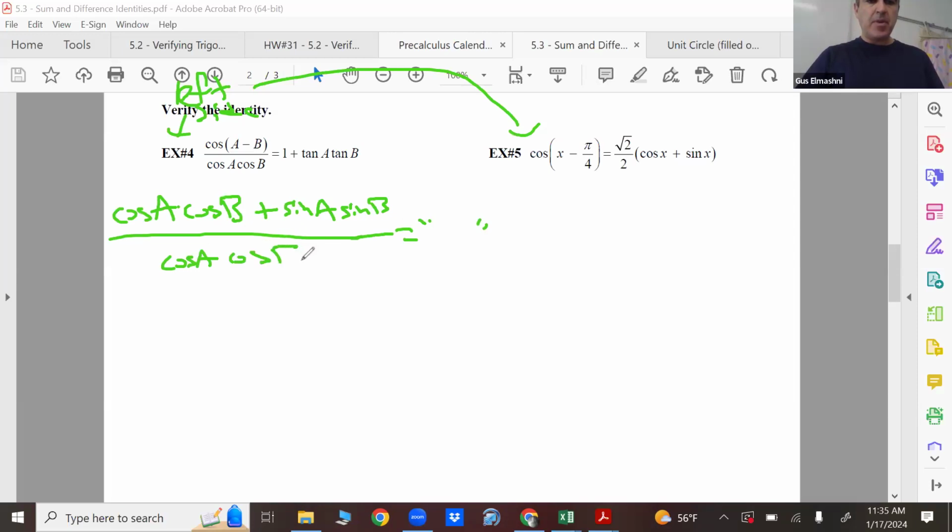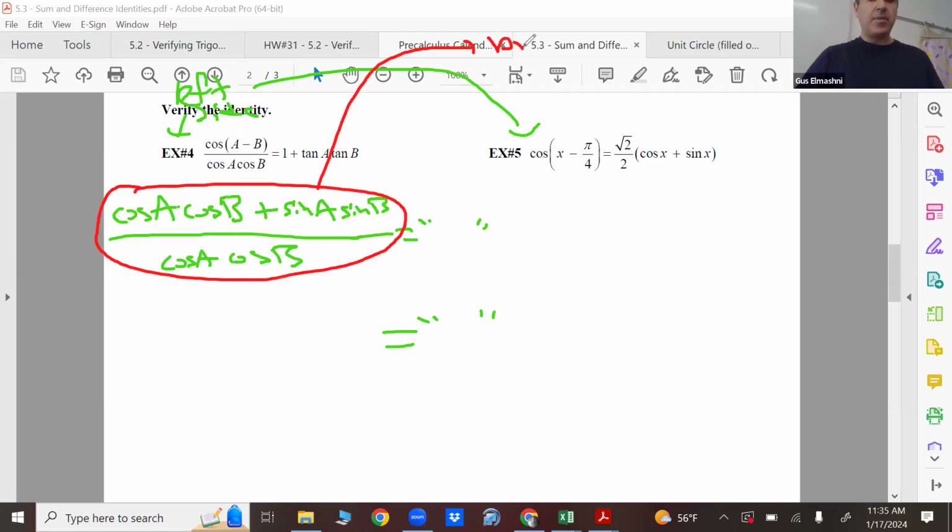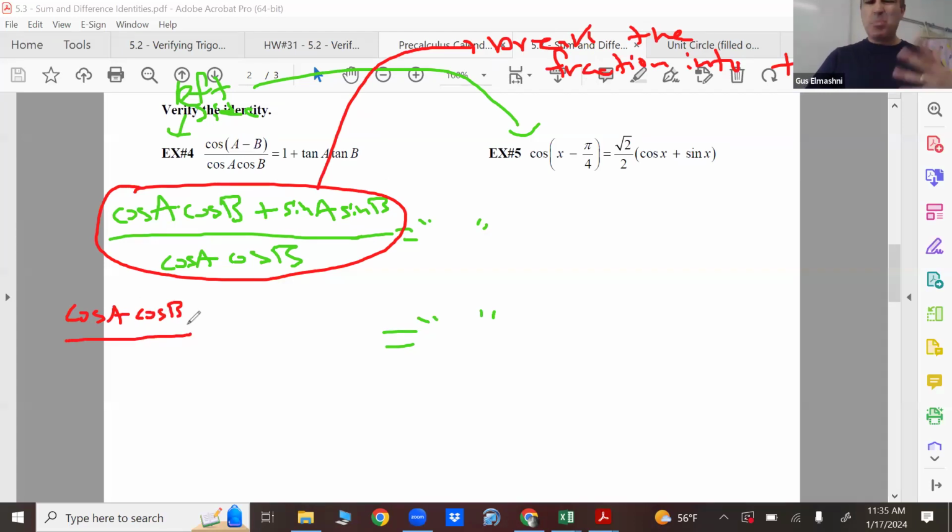Now, this part may not be terribly obvious, but you want to break the fraction into two. If you do that, here's what you get. You're allowed to do this when there's no plus or minus in the denominator. It's all just one term, really. Cosine A times cosine B counts as one term. So you're allowed to do this.